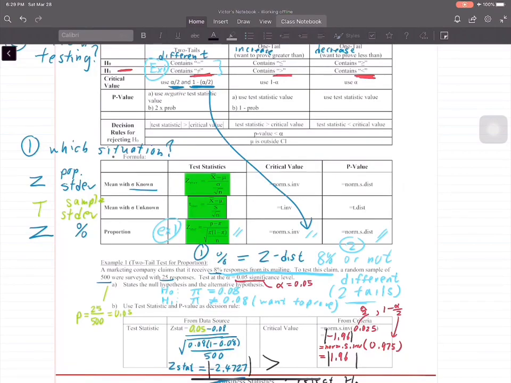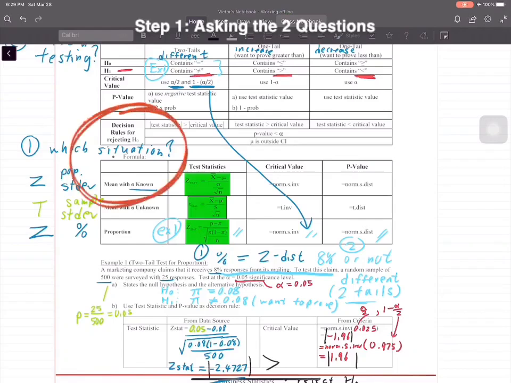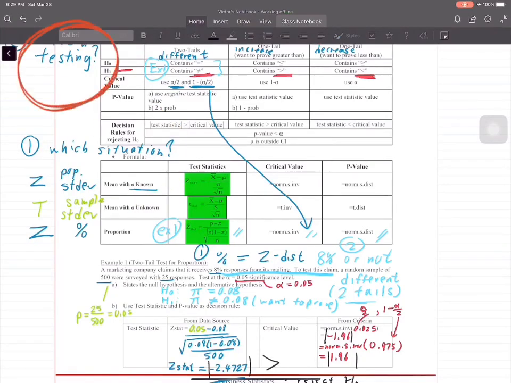Part A, state the null hypothesis and the alternative hypothesis. When you're dealing with these types of questions, you need to ask two questions. The first question is which situation you're in. The second question is which testing are you dealing with.